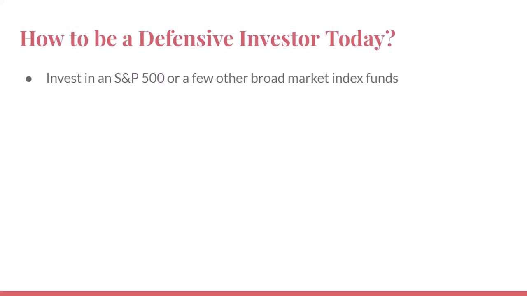The defensive investor would first purchase shares in a well-established fund or ETF of well-established companies to fill out their equity portion of the portfolio. A proxy for this would be to invest in an S&P 500 or a few other broad market index funds. The defensive investor would then purchase, most likely, U.S. government bonds for the bond portion.